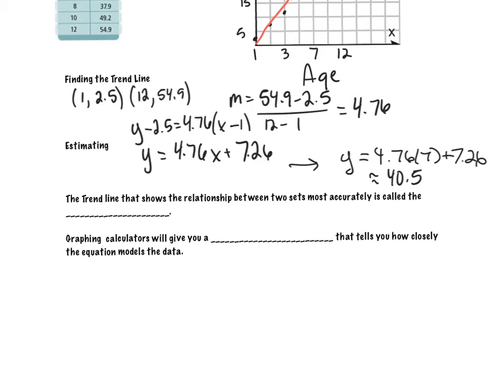And so that's why we're going to really focus on using a calculator, right? And so the trend line that shows the most accurate is going to be called the line of best fit, right? And that's why the calculator is going to do it for us, because the computer and the calculator can really handle that. And then it's going to give you this correlation value that tells us how closely the equation models the data.